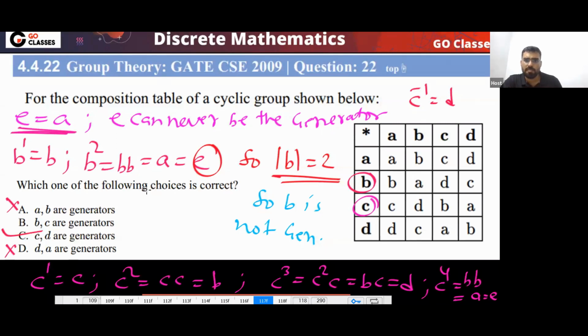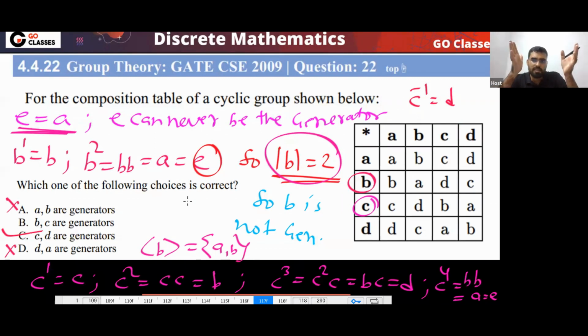Now you can notice B square equals E. It means the order of B is 2. So B can generate only 2 elements. But C and D are inverses of each other. So this template is the fixed template.